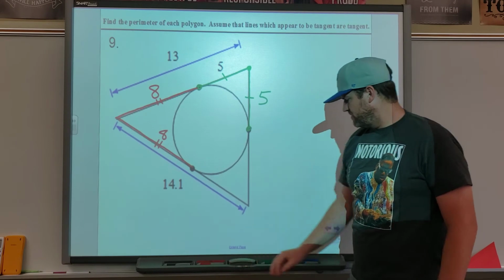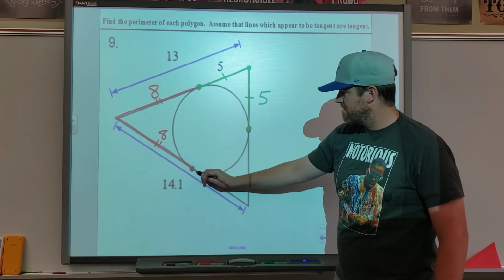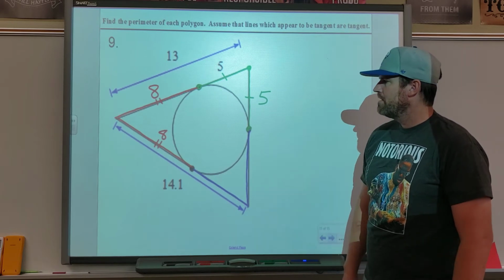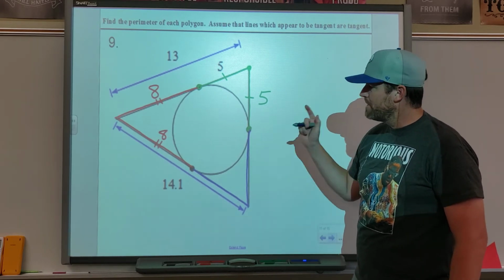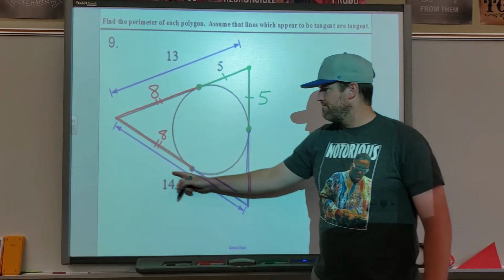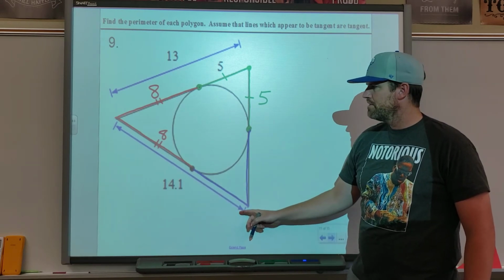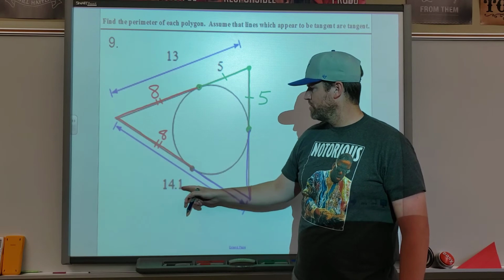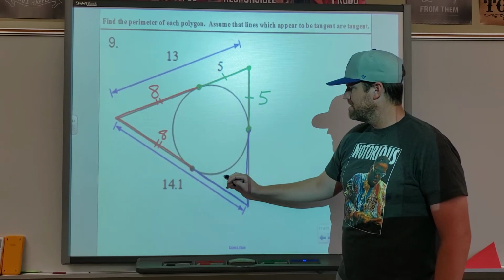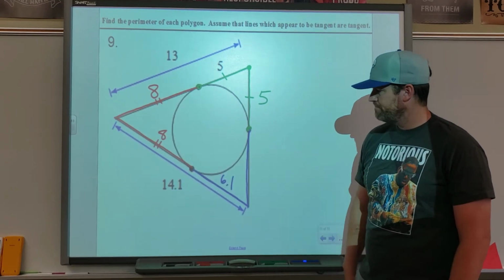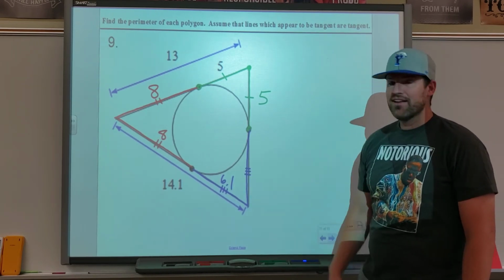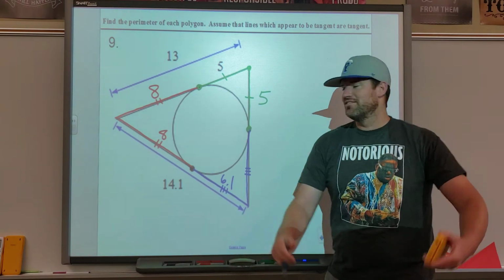And then that leads me to this final set of tangents, or pair of tangent segments right here. I don't know either one, but I do know that this whole length is 14.1. So if I subtract the 8 that we already have, 14.1 minus 8 gives me 6.1. And if this segment is 6.1, what's this segment? 6.1.